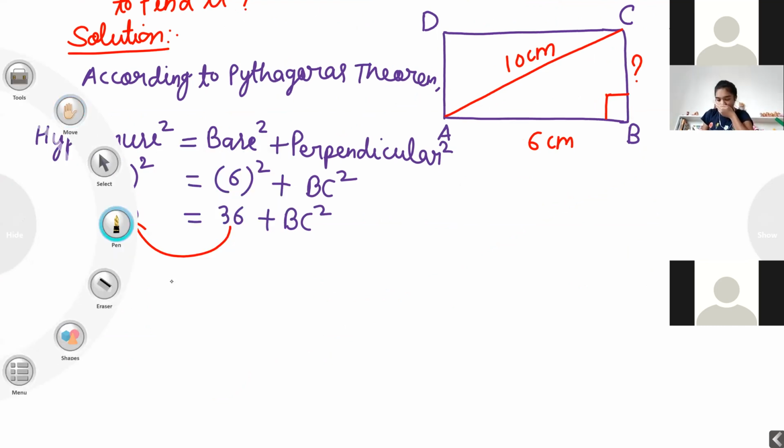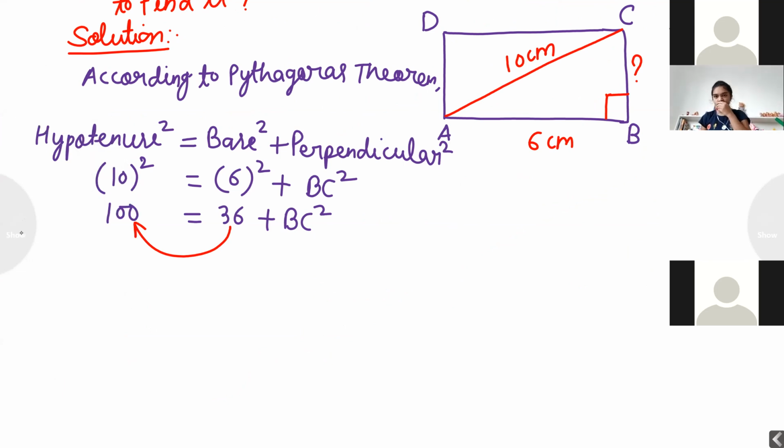Note down here. BC square is equal to 100 minus 36. Why minus? Plus the quantity becomes minus. BC square is equal to 64. But I want to find out BC, not BC square.